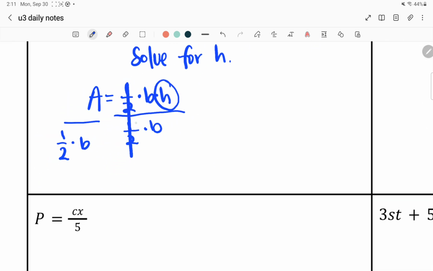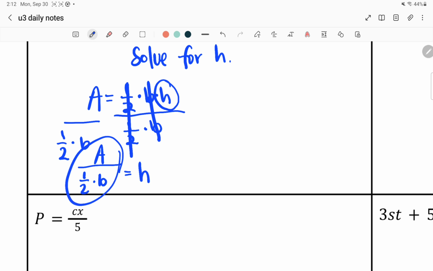So on my right, they're going to cancel out, and I'm going to be left with h all by itself, which is what I wanted. And on the left, no simplifying required. I have a divided by, because I had to divide, 1/2 times b. And that's what I'd put in Delta Math.